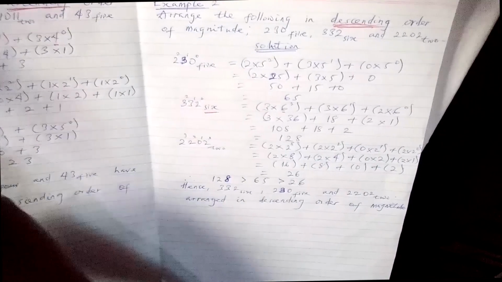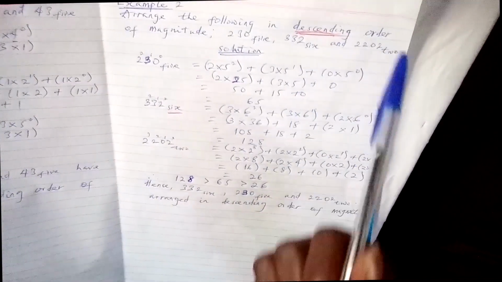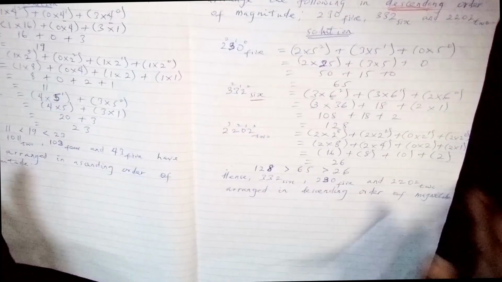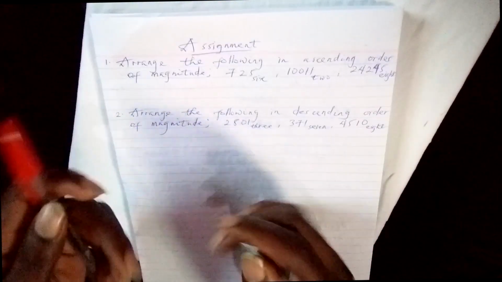So that is the solution at this moment. Now we have dealt with the two examples. Example 1, example 2. The first example is under ascending order, and second one is on descending order. For the sake of time, I'll pause here. If you want to solve more examples, then you can try your hands on the assignment here.